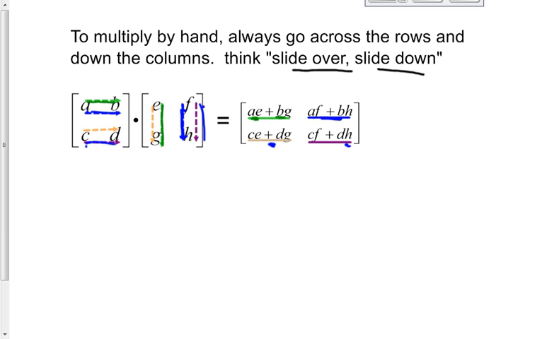Very confusing when you look at it at first. But once we do a few of these, you'll get the hang of it. Just remember, slide over, slide down, and we always want to start on the top row with the first column, top row, second column, then second row, first column, second row, second column.